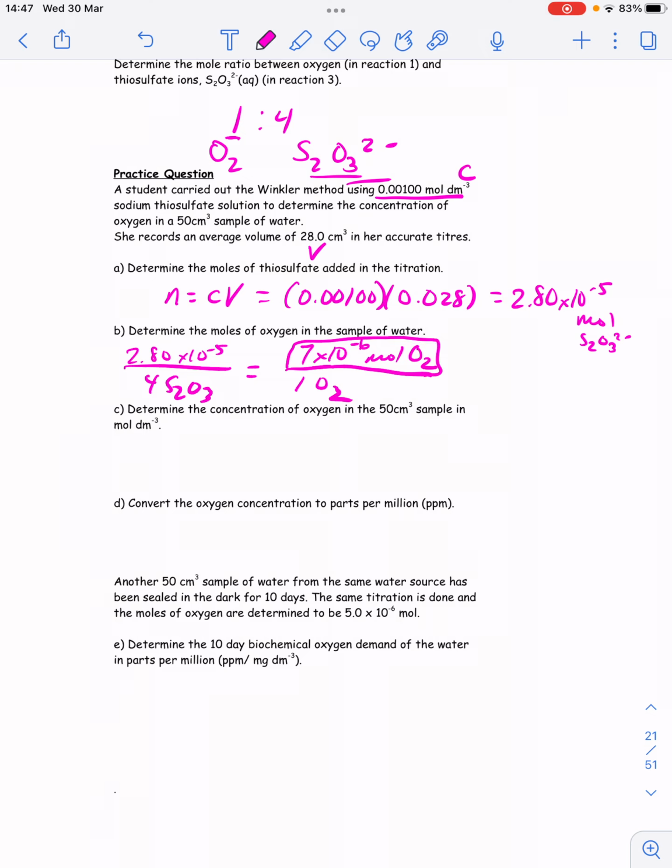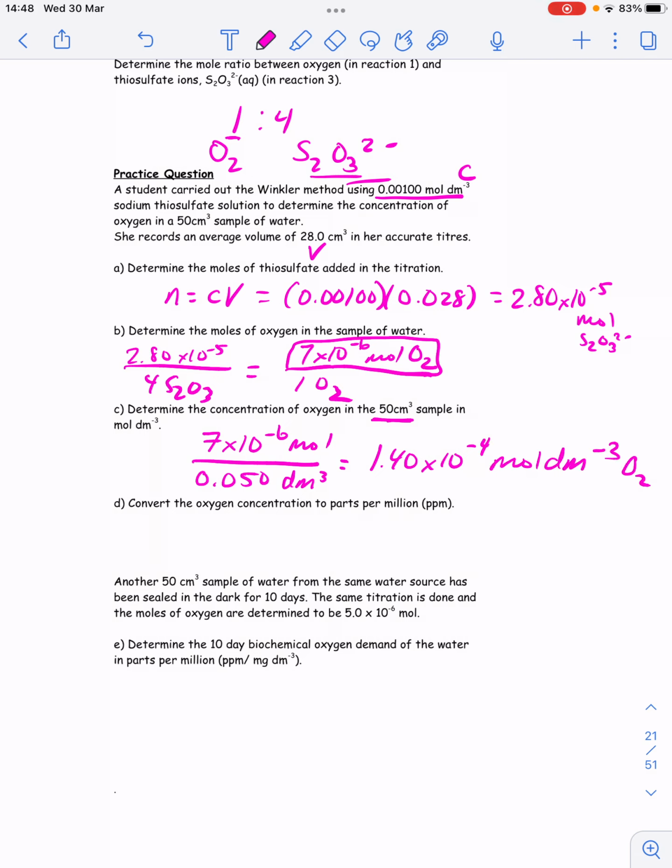Now I want to turn that mole amount into a concentration. The volume is 50 cm cubed and concentration is moles per dm cubed, moles per volume. So I just have to take the moles from part B and divide it by the volume in dm cubed. That gives me 1.4 times 10 to the minus 4 mole per dm cubed. So a very low concentration of oxygen, which is typical. And that's why typically this unit isn't used. Typically the unit is parts per million.